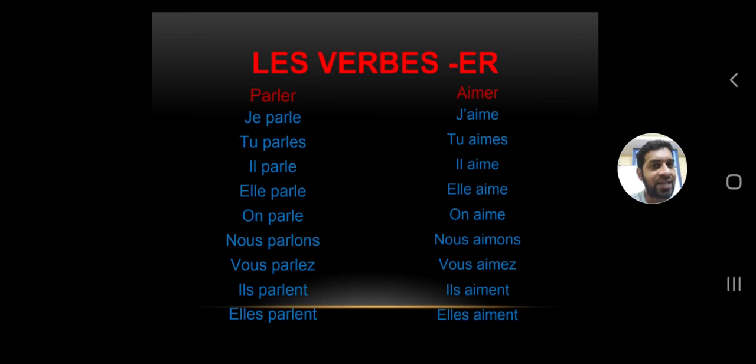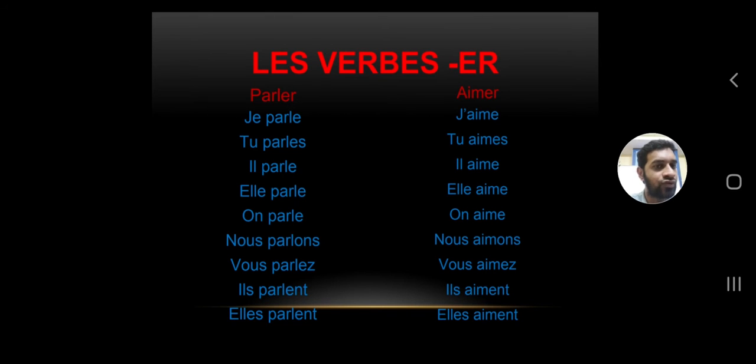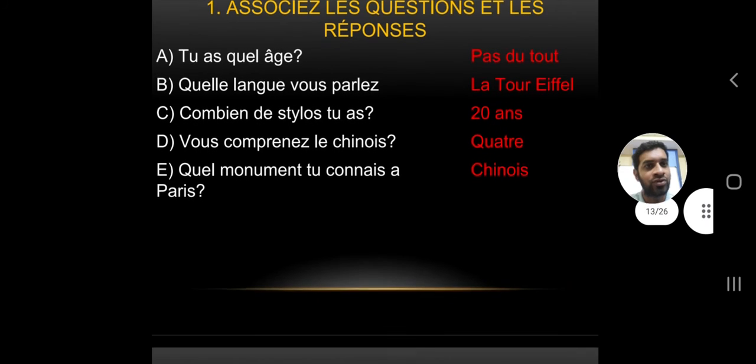The only difference is that parler starts with a consonant and aimer starts with a vowel. If a verb starts with a vowel, for the first person singular we cut the e of the subject pronoun je and add an apostrophe. In the same way for pronunciation, we link those two words, the subject and the verb. So everywhere: j'aime, tu aimes, il aime, elle aime, on aime, nous aimons, that is a Z sound for nous, vous aimez, ils aiment, elles aiment. Oui. So now to the exercises.